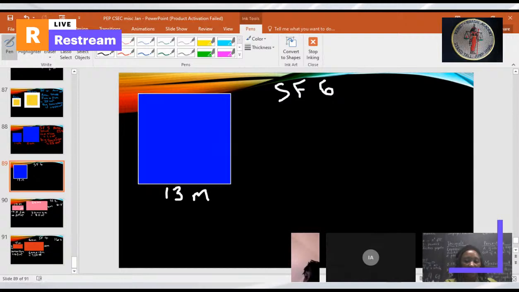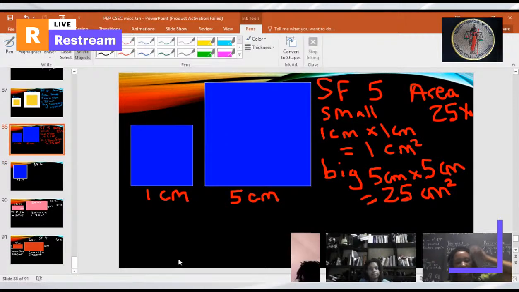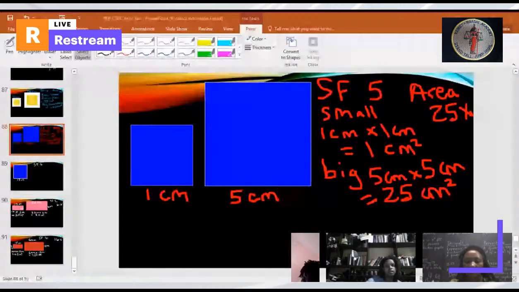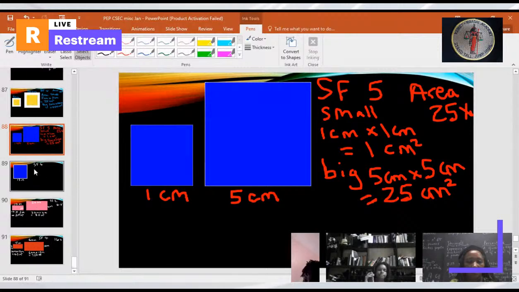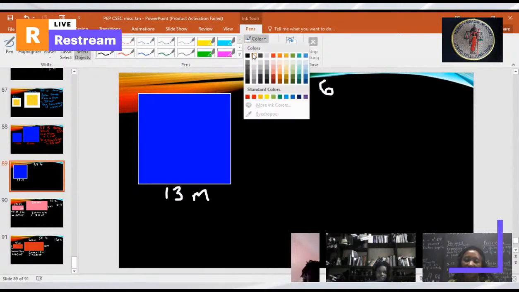Think about it. Look back at what we did for that. Well, it's a square. So look back at what we did for that. Yes, Miss. I was saying that since the scale factor is 6, I multiplied 13 by 6 and I got 78. But 78 times 78 is 6,084.